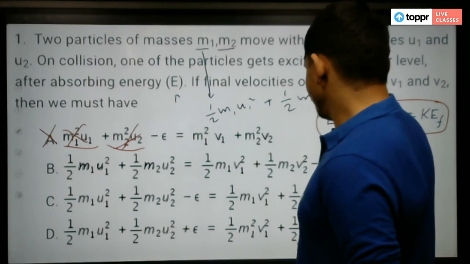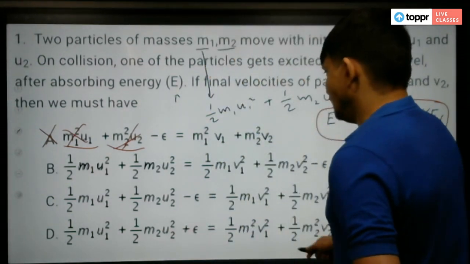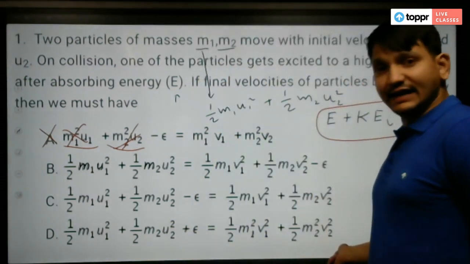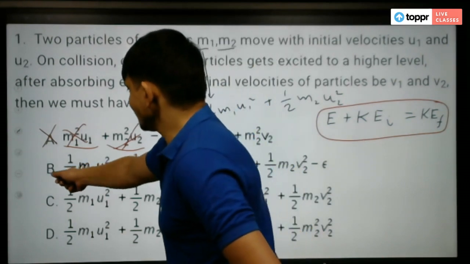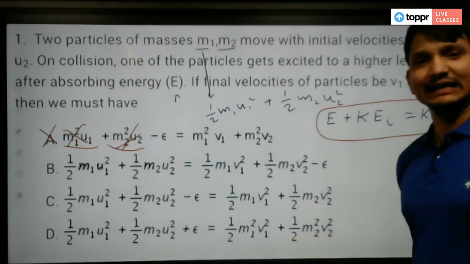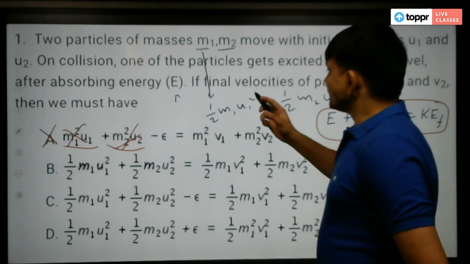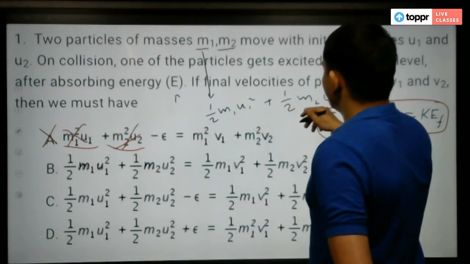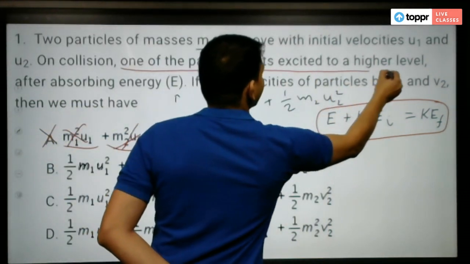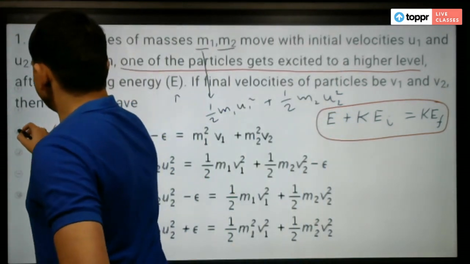If you see, option B and option D are nothing but the same concepts. If you remove E from here and put it on the right side, we would be getting the same equation as in B. So B and D are identical solutions. We can eliminate these two, but don't consider that. Simply say, let's check. One of the particles gets excited to a higher level. That means in the collision, I have made a mistake here.